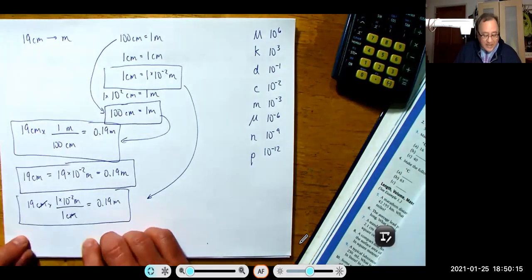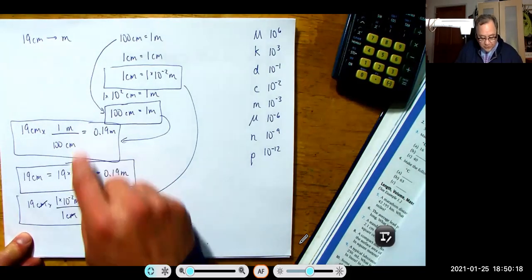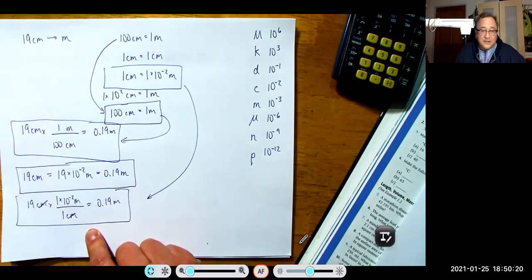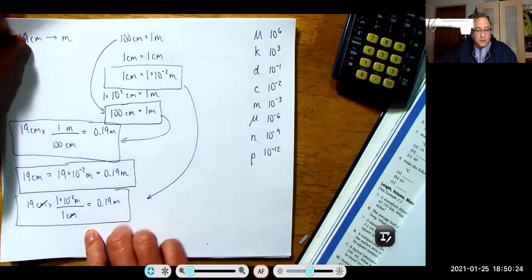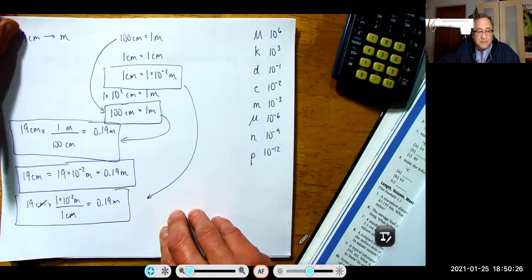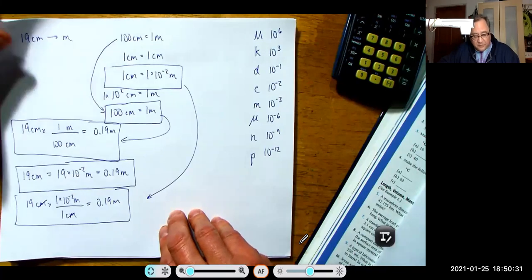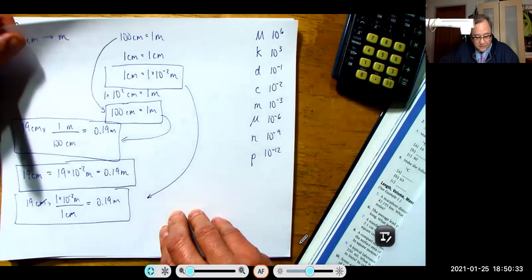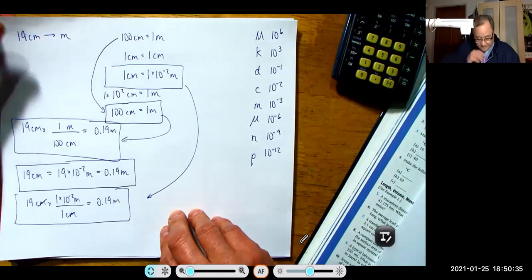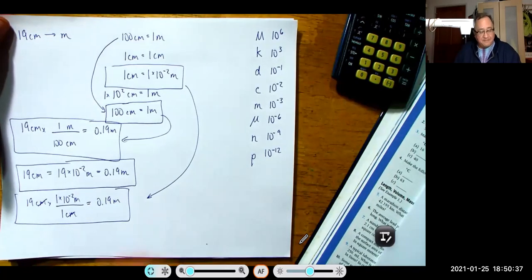And the point here is that no matter what conversion you use, as long as it's correct, it'll give you the right answer. And it's going to be your job, your responsibility to become comfortable with metric conversions. If you're not comfortable with metric conversions on the exam, you're going to lose points, and I don't want that to happen. So become comfortable with that.